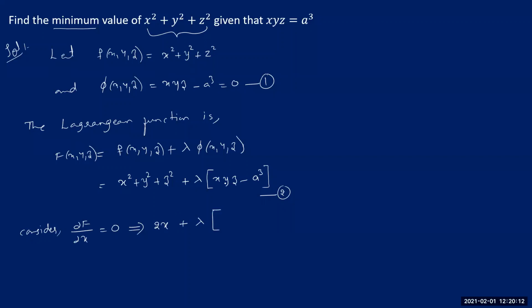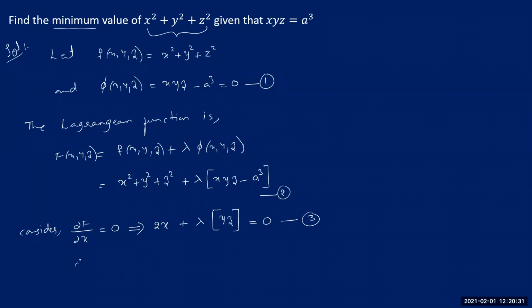When we differentiate xyz with respect to x, y and z are constants, so I'm writing yz. And when you differentiate x, it is only 1, right? And even when you differentiate a cube, it is 0. So I'm not writing those things. Let this be directly 0. Now let me take this as equation 3.